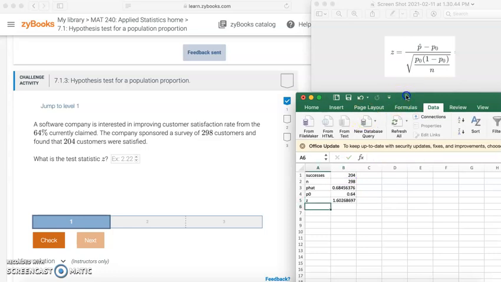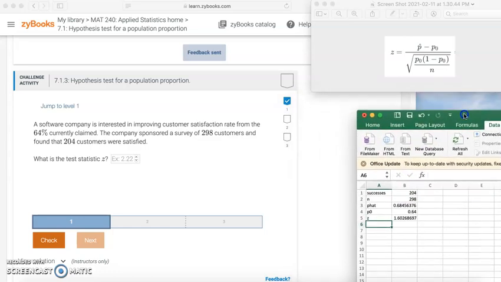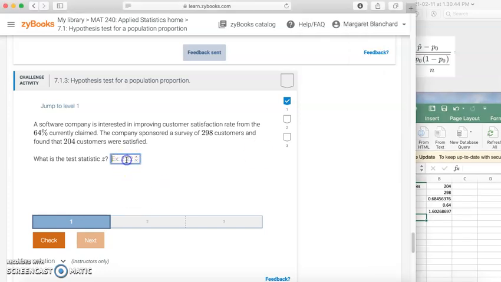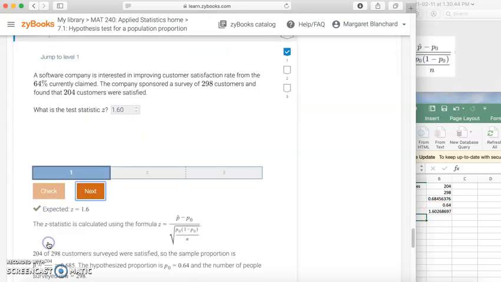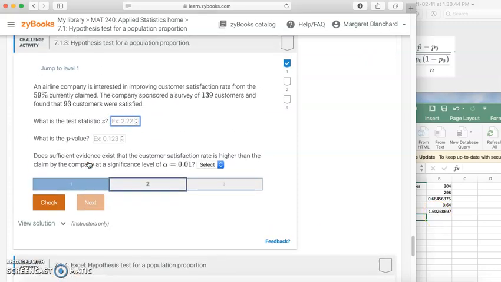All right, so we get 1.60. Let's go ahead and type that in here, 1.60. Let's double check, 1.60. Green check mark. Let's go to the next one.